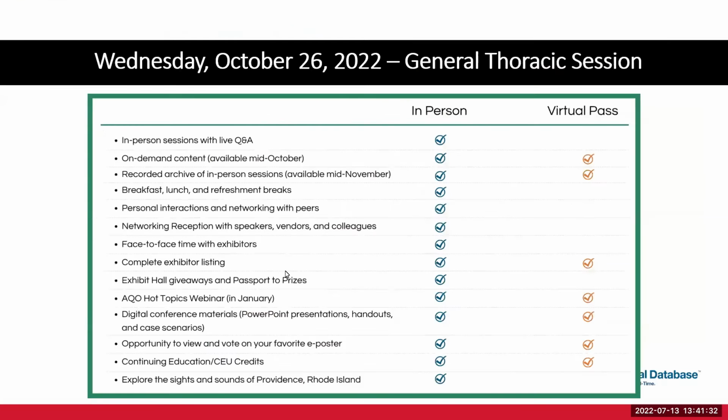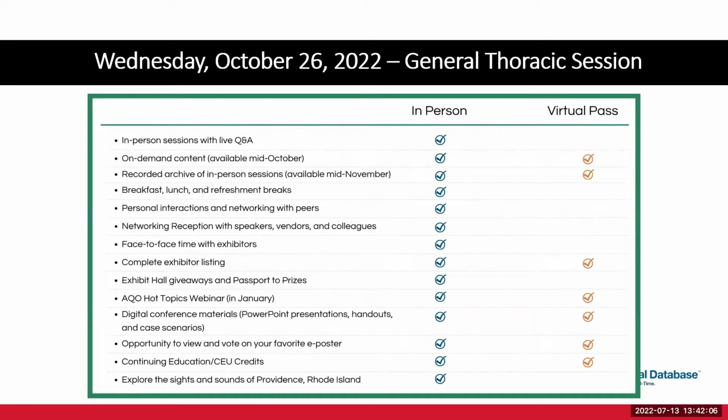Also, marketing provided this visual for us, which I thought was really great. The general thoracic session will be held on Wednesday, October the 26th. Here we have a little checklist of what you get in person versus what will be available to you with the virtual pass. Obviously, we would love to have you there in person. We really encourage you, if you can, to come and join us in person at AQO.